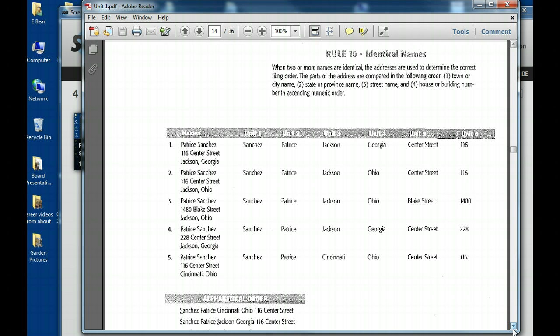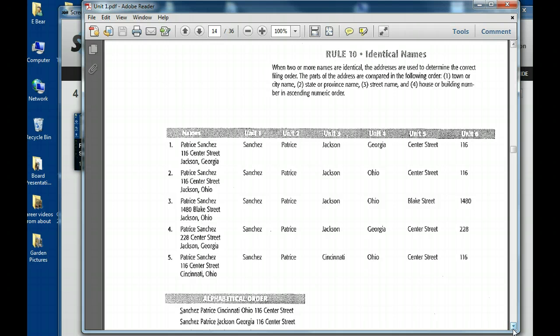Rule number 10, Identical names. Rule number 10 is the most complicated rule we have seen. When two or more names are identical, the addresses are used to determine the correct filing order. The parts of the address are compared in the following order. 1. Town or city name. 2. State or province name. 3. Street name. And 4. House or building number in ascending numeric order. Ascending means from smallest to largest.